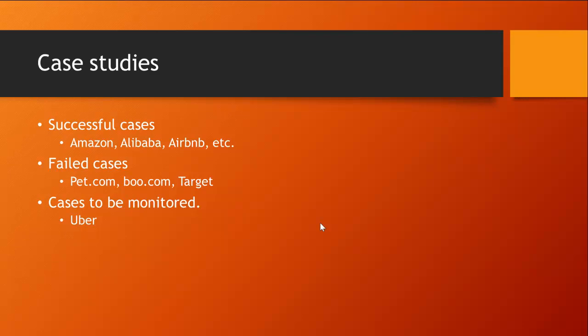And there are some other extremely successful cases, for example, Airbnb and so on. Of course, there are some failed cases. The most famous ones in the United States are Pet.com and Boo.com. And recently, Target tried to create their online business, and they also failed in doing that. So we will also discuss these cases. And there are some interesting spaces. We don't know if they are going to succeed. The most obvious one is Uber. And we will discuss these cases.